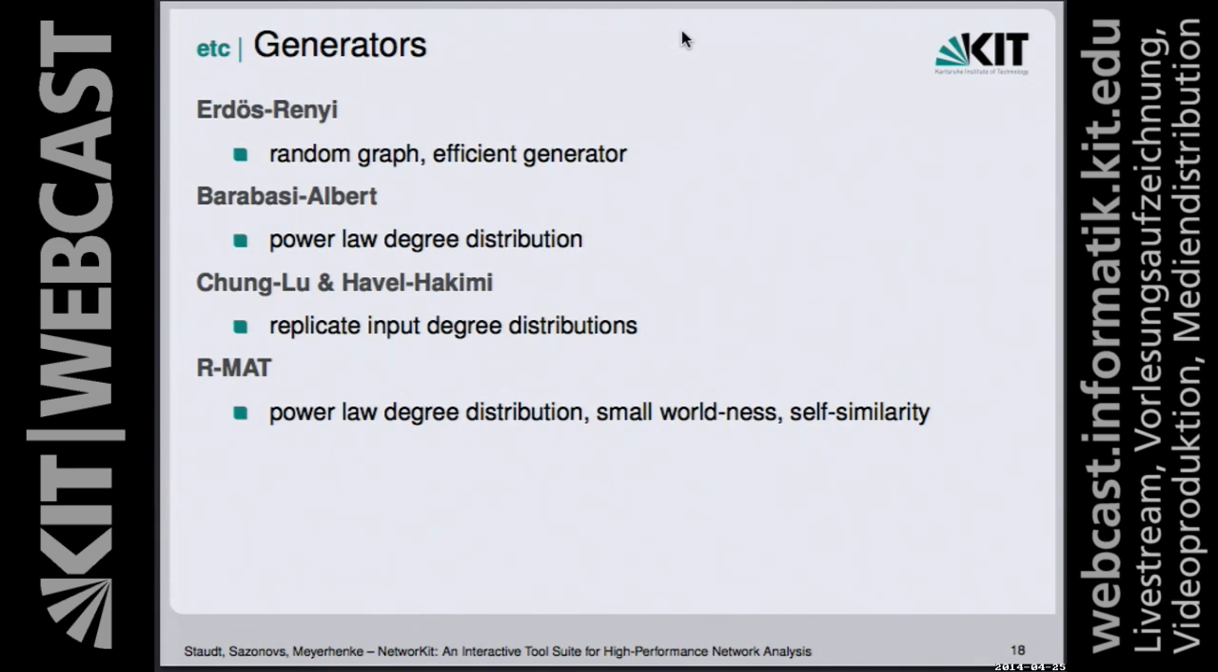Okay, that was a quick tour through the most important analytics kernels. I should also mention that NetworKit has a growing collection of graph generators, which come in handy if we need to create synthetic data sets for experiments of arbitrary scale. The different generators have different structural features. We have the standard Erdős–Rényi random graph model, we have the Barabási–Albert model, which gives us a power law degree distribution. Then we have the Chung-Lu and Havel-Hakimi models. They can replicate any degree distribution that is given to them in a random graph. And we also have the popular R-MAT generator, which gives us certain features of complex networks.